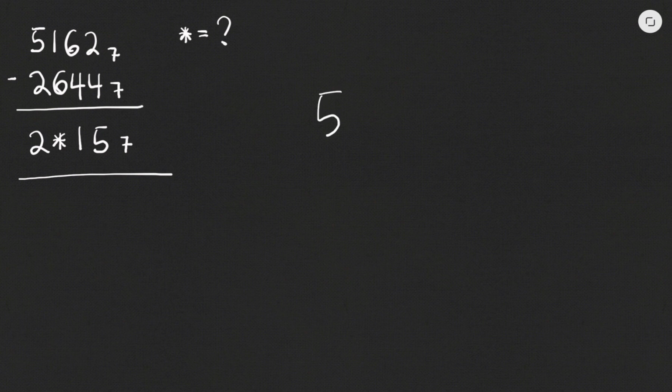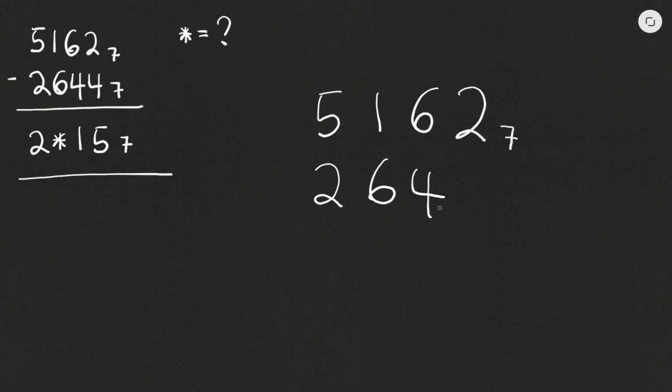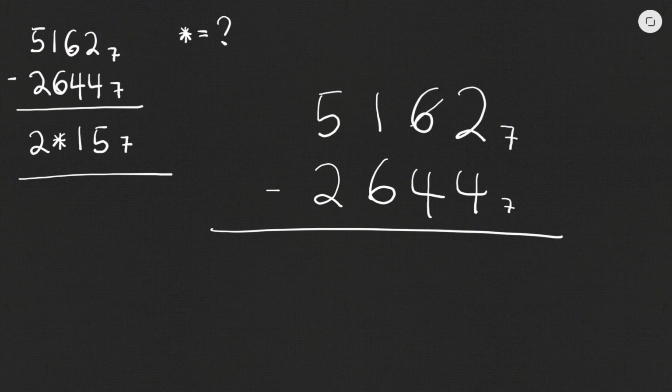So I have 5162 base 7 and then 2644 also in base 7. We are subtracting. So let's proceed to look at that. Now I have 2 here minus 4. That is impossible, so I need to borrow. So I borrow 1 from the 6 over here.